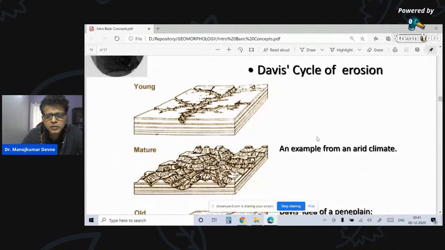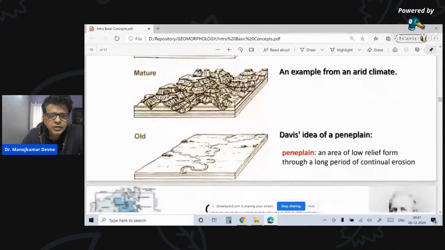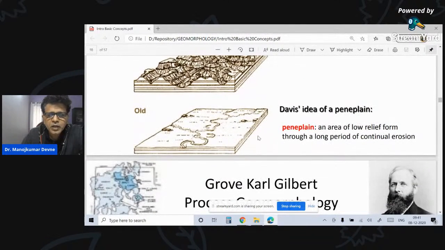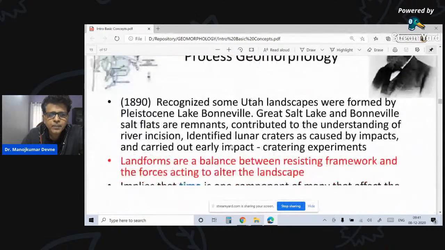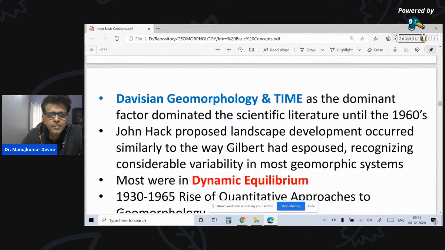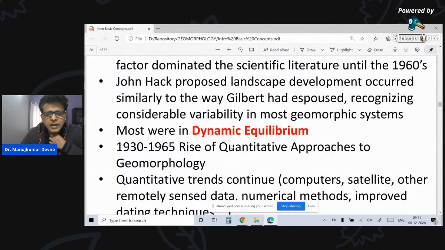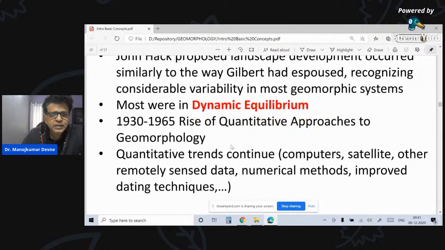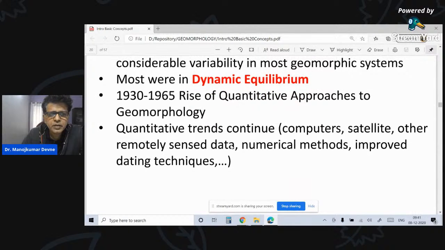Okay, this is how we had an idea about this yesterday also. The young landscape, the mature landscape, and of course the old landscape, which Davis identifies as a peneplain. And then we went ahead and we spoke about a dynamic equilibrium. Now, what exactly does dynamic equilibrium mean?